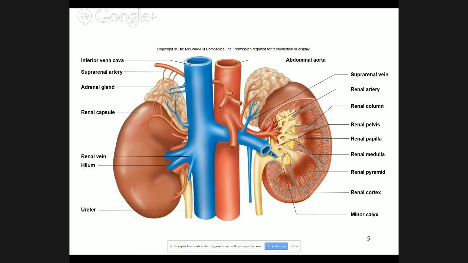This shows the blood supply to the kidney. Blood flows from the inferior vena cava. And also there's a suprarenal artery that feeds the kidney. That is connected to the abdominal aorta. And here's a cross section with the branches of that suprarenal artery.